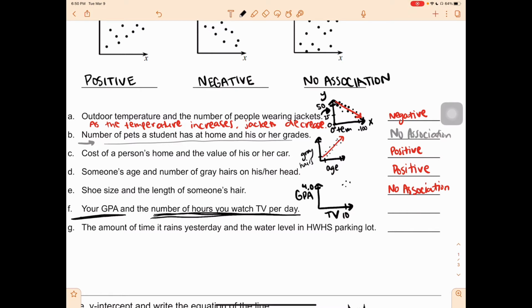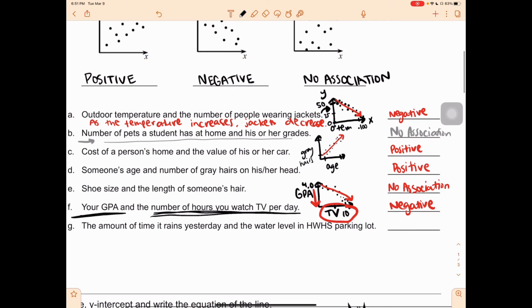In all reality, if they're not doing their homework, they're not studying for tests, they're probably going to have a low GPA. And then the less hours of TV that's watched, people's GPA is probably increasing, assuming that instead of watching TV, they're studying and doing their homework. So if you look here, this one will have a negative trend because the more TV you watch, the less your GPA is. Your GPA goes down the more TV you watch. So this one is a negative association.